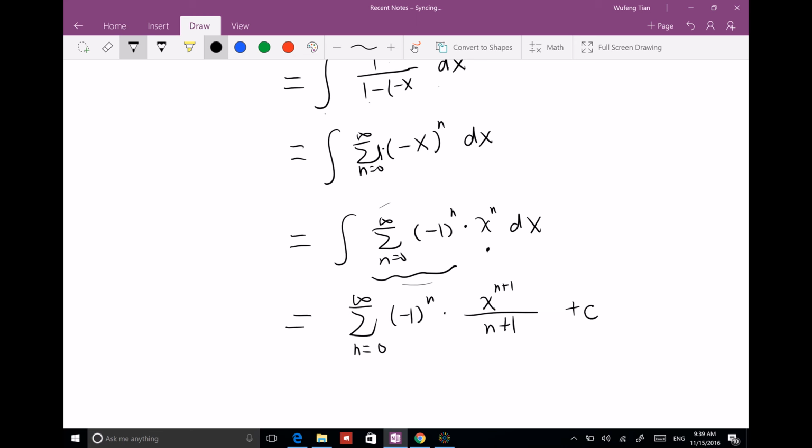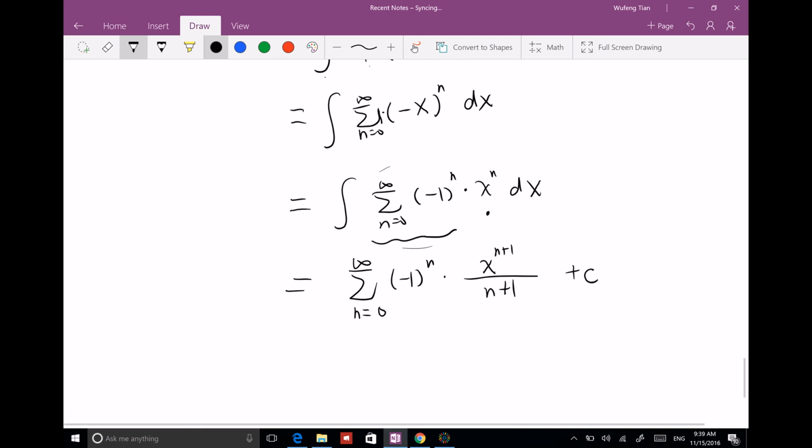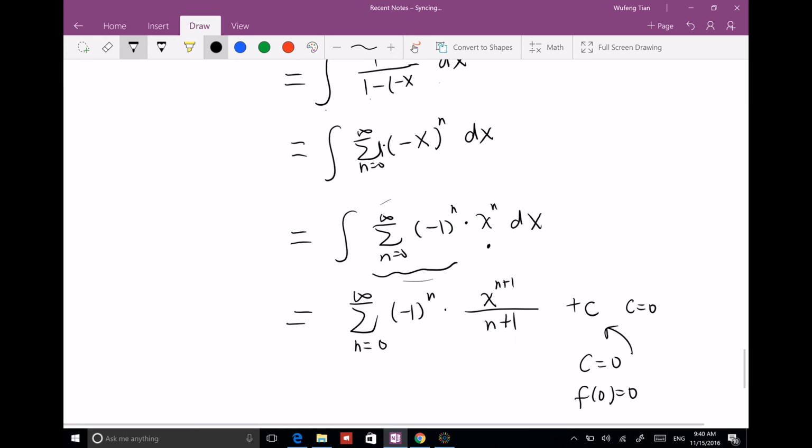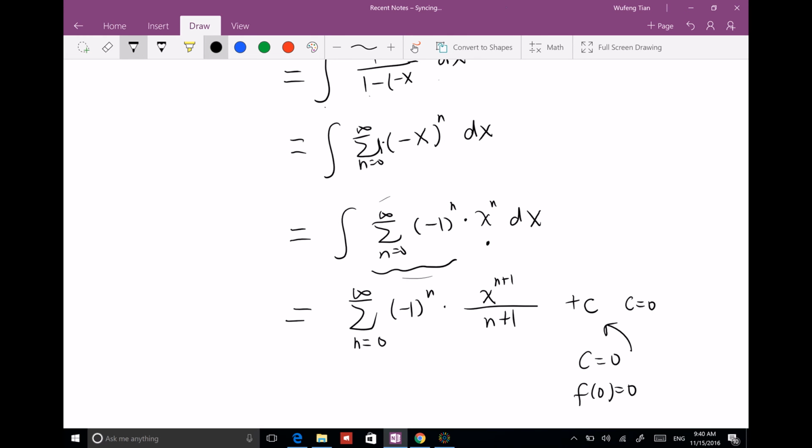Okay. Since f(0), the center, is 0, the center c equals 0. So which means f(0) equals 0. So I got c equals 0, because the center is 0. So plug 0 in, this is 0, so this is 0. Okay.